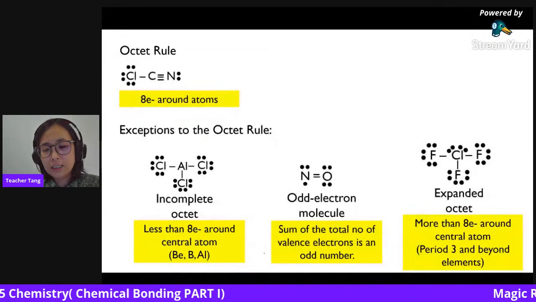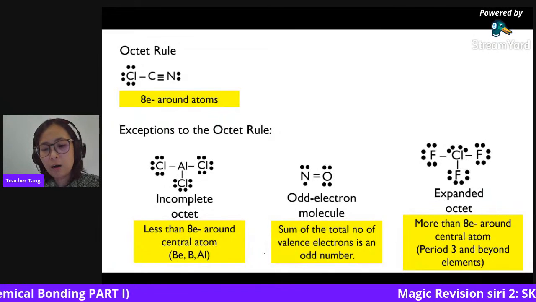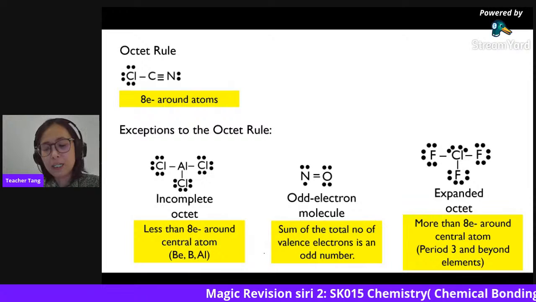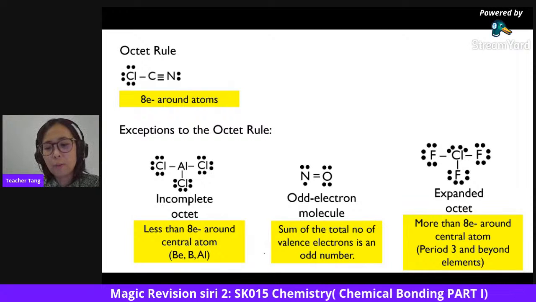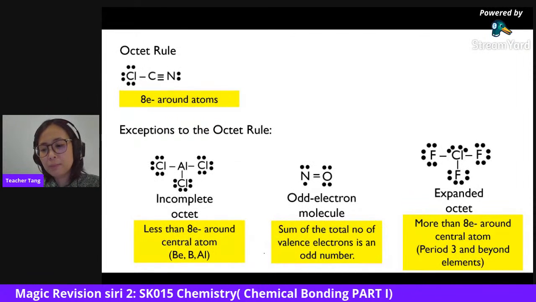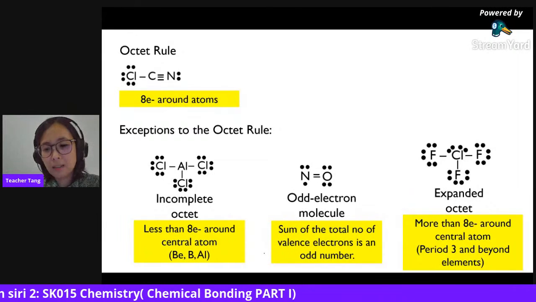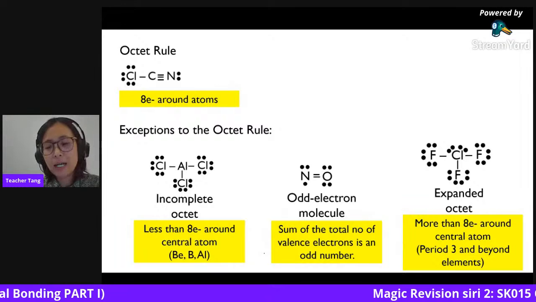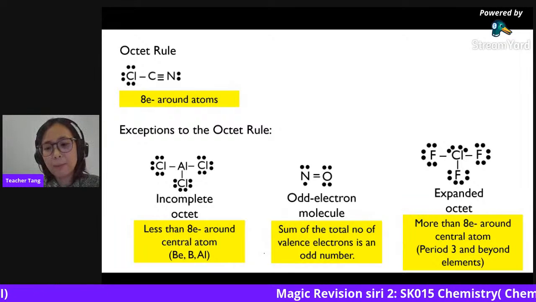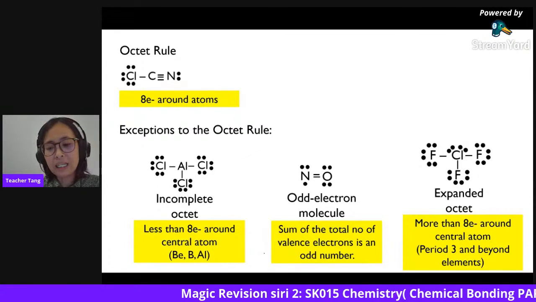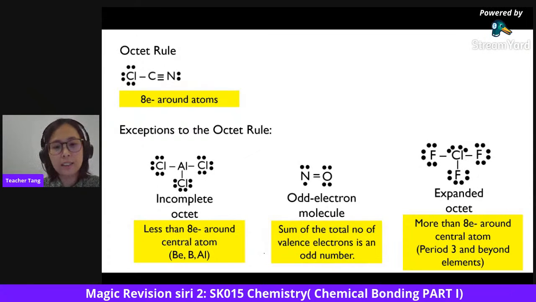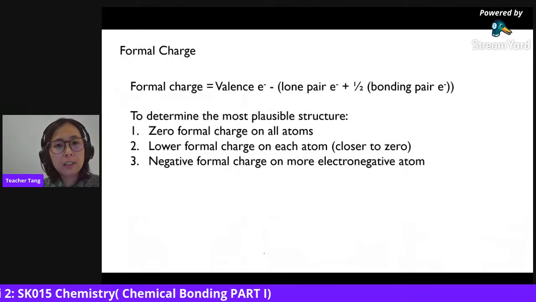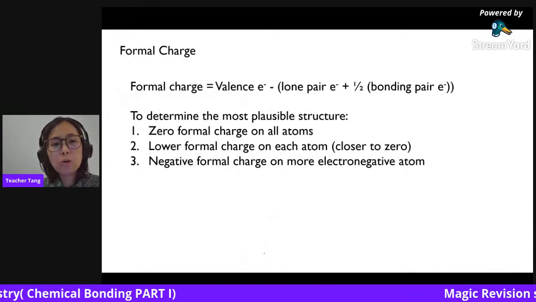And for expanded octet, it usually occurs when period 3 or beyond elements become the central atom. Period 3 and beyond elements have d orbitals available to put the extra electrons, that's why when they become the central atom, it is possible to have expanded octet, where there are more than 8 electrons around the central atom. And then in 4.1, under the subtopic Lewis structure, you also learn about formal charge.